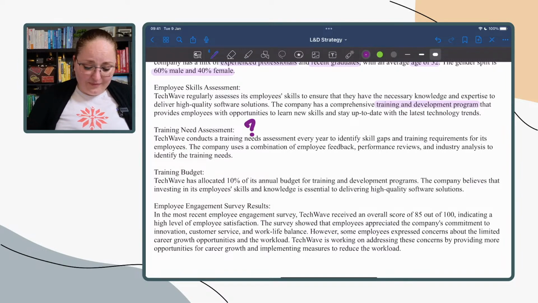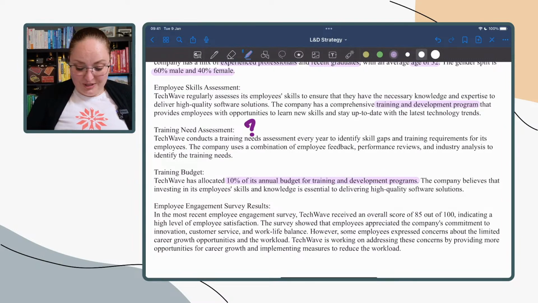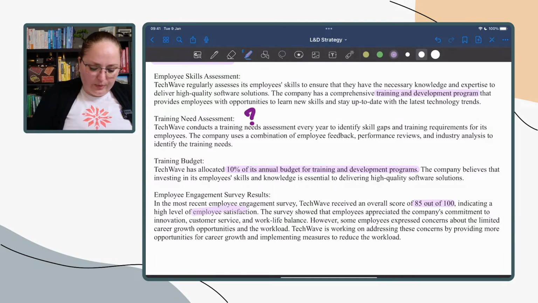Training budget. So Techwave has allocated, hang on, 10% of its annual budget. What is the total budget? The company believes that investing in its employee skills and knowledge is essential to delivering high quality software. 10% is not a lot, okay? Really not a lot. So again, we don't know what we're working with here. And then finally, engagement survey result. In the most recent employee engagement survey, Techwave received an overall 85 out of 100, indicating a high level of, there we go, employee satisfaction.